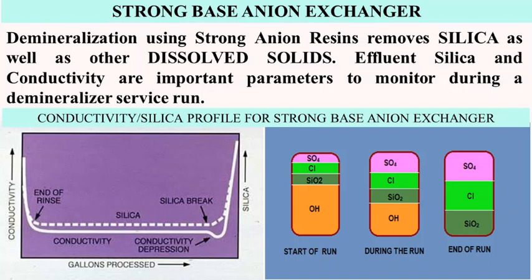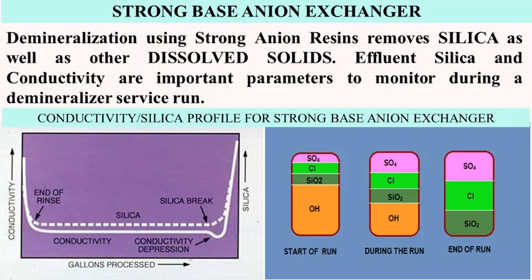De-mineralization using strong anion resins removes silica and other dissolved solids. Effluent silica and conductivity are important parameters to monitor during a demineralization process. When silica breakthrough occurs at the end of a service run, the treated water silica level increases sharply. Often the conductivity of the water decreases momentarily, then rises rapidly.